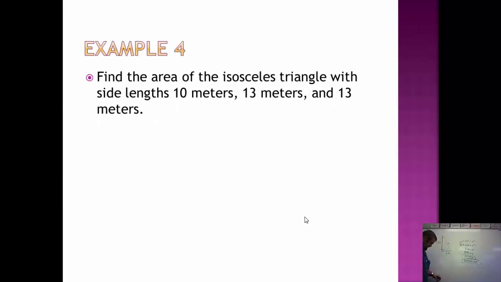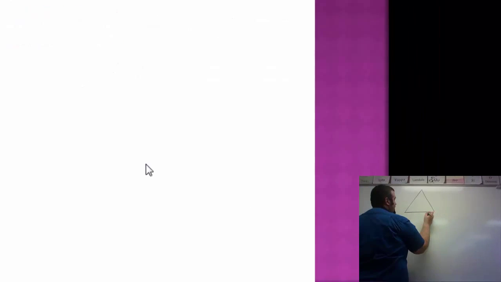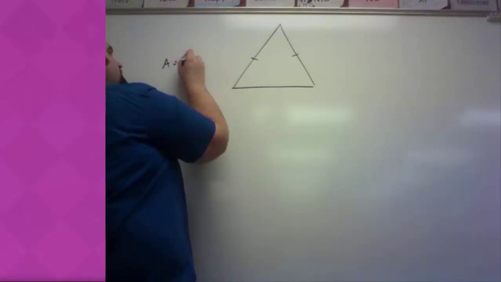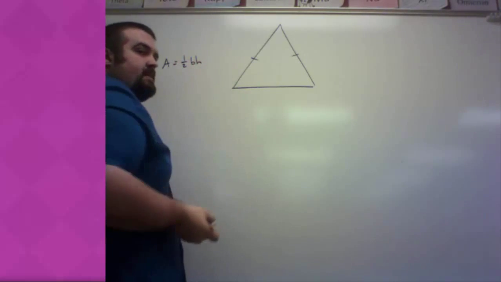This one is a little bit tougher, because in all of these, all I was trying to do is find the last length of a triangle. But this one says, find the area of the isosceles triangle. So I'm not looking for just the length here, I'm looking for area. Well, first things first. If it's isosceles, I'm drawing an isosceles triangle. If I'm finding the area, I'm going to write down the area equation. Area equals 1/2 base times height.